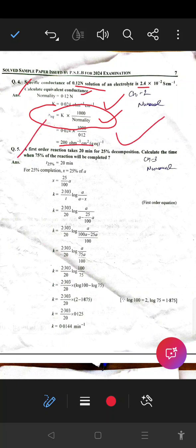Next: if a first order reaction takes 20 minutes for 25% decomposition, calculate the time for 75% of the reaction to be completed.